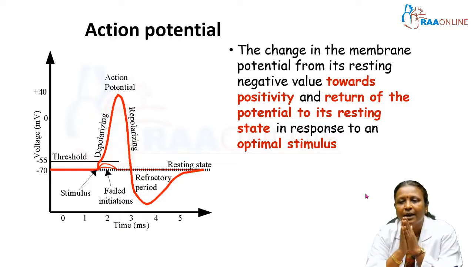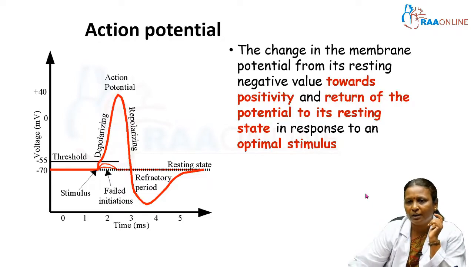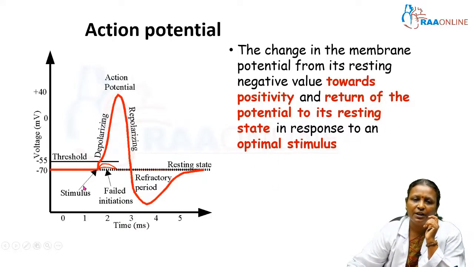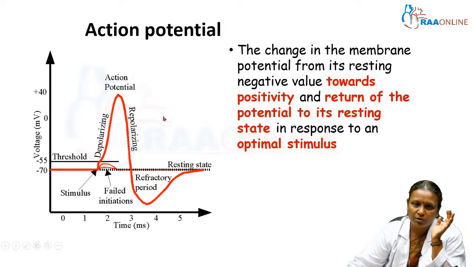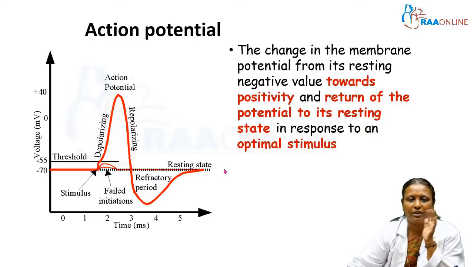When does this occur? In response to an optimal stimulus. Optimal stimulus, the word is very, very important. So, every word is important. Moving towards positivity, return to the resting state in response to an optimal stimulus. When you stimulate, the membrane is moving towards positivity. It is moving beyond 0. It is going to plus 30, plus 40. It is coming back to the resting state. When it is coming back, you call that repolarization. It should again regain its resting state. Then only you call that action potential.